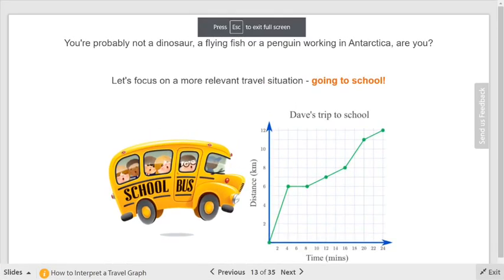You're probably not a dinosaur, flying fish, or a penguin working in Antarctica. I am, probably. They're your neighbors. I'm a penguin working with a giant.